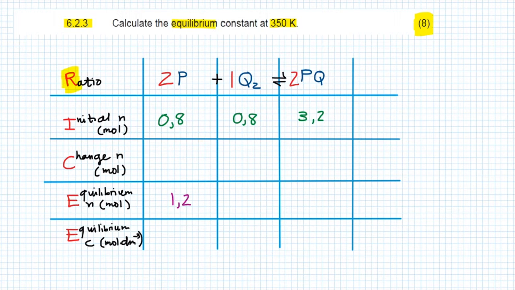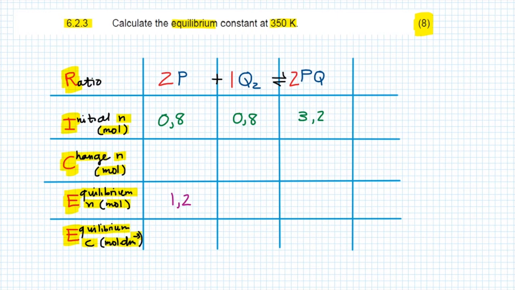R is for the ratio, which is 2 to 1 to 2. I is for the initial number of mole, measured in mole, and we do state the correct SI unit, please. C is for the change in the number of mole, measured in mole. The first E is for the equilibrium number of mole, of course, measured in mole. And the second E is for the equilibrium concentration, measured in mole per decimetre cubed.